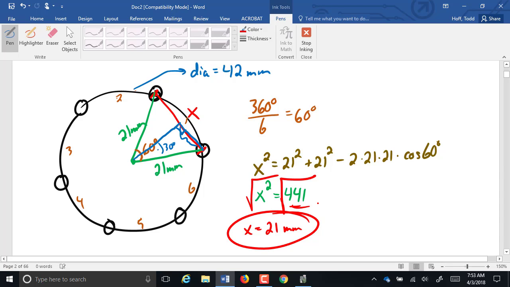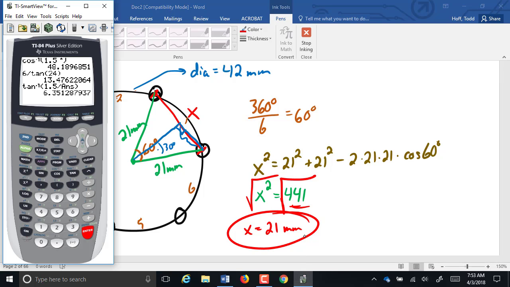Everybody be able to come up with the 441 when you punch it in? You can just punch it in as a string. 21 squared plus 21 squared minus 2 times 21 times 21 times cosine 60. Make sure you do it all as one big long string. Don't stop and hit equals at any point along there or it will mess you up.